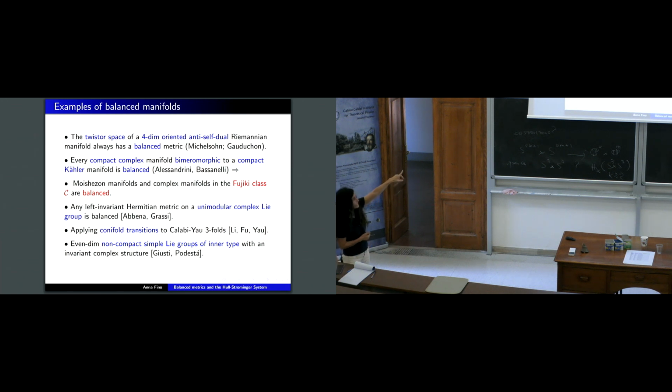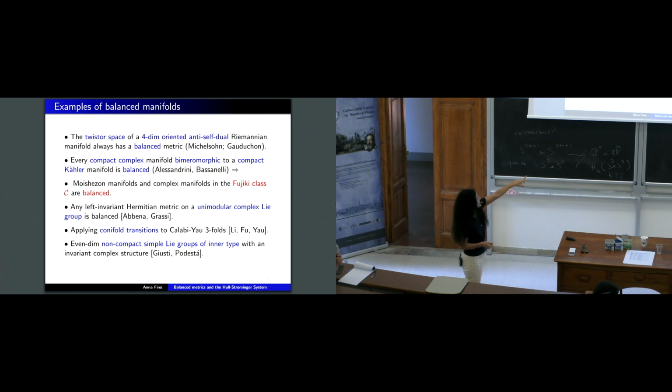These are the Moishezon manifolds that are obtained by bimeromorphism, starting from a compact projective manifold, and more generally Fujiki class. You just start from a compact Kähler manifold, and you apply the bimeromorphism. But there is also a very simple construction. Just take a complex group, unimodular. We want that you have a compact quotient by a lattice. And so the complex structure is the bi-invariant one. Any compatible metric with that bi-invariant complex structure gives you a balanced metric. I will go back to this construction later.